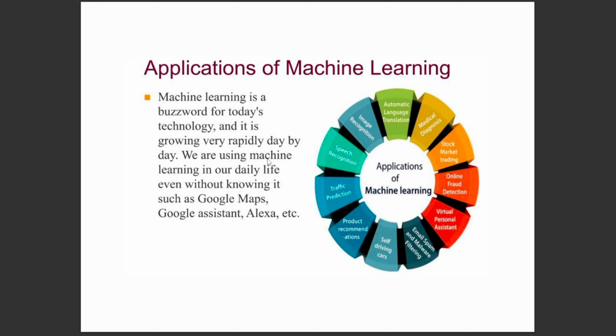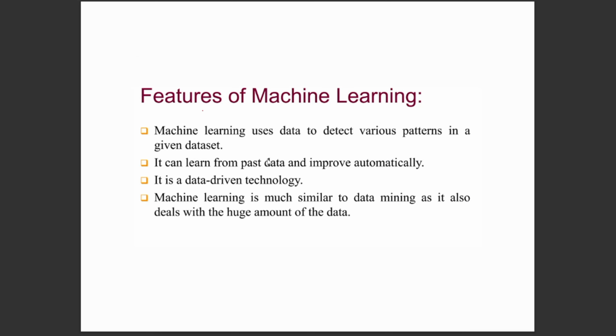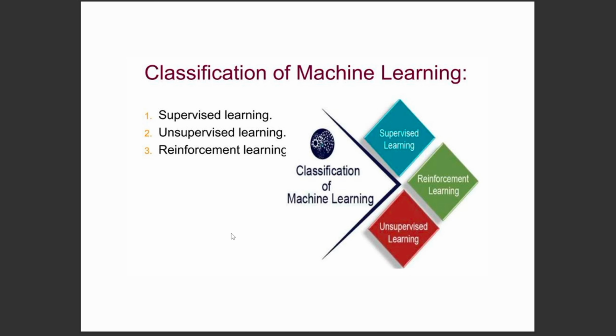So let's move forward. These are the features of machine learning. Machine learning uses data to detect various patterns in a given data set. As I said, it can learn from past data and improve automatically. It is a data-driven technology. Machine learning is much similar to data mining, as it also deals with a huge amount of data. So let's move forward and see what the classifications of machine learning are.